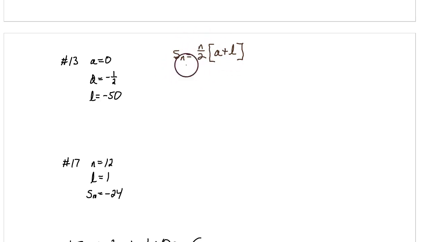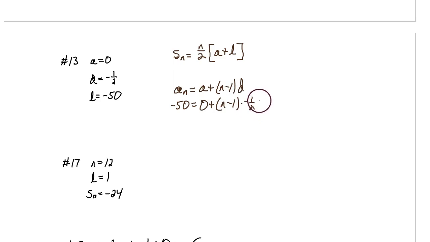So let's remember that we have this formula and first figure out n by using the formula a sub n equals a plus n minus 1 times d. For a sub n, let's put in the last term, -50. For a, fill in 0. N is our unknown, and d is -1/2. We have -50 is equal to -1/2 n plus 1/2.